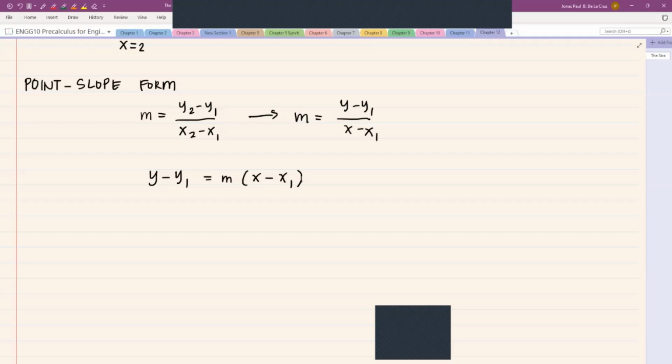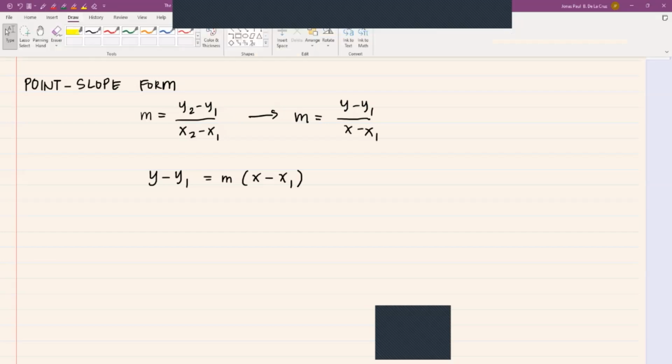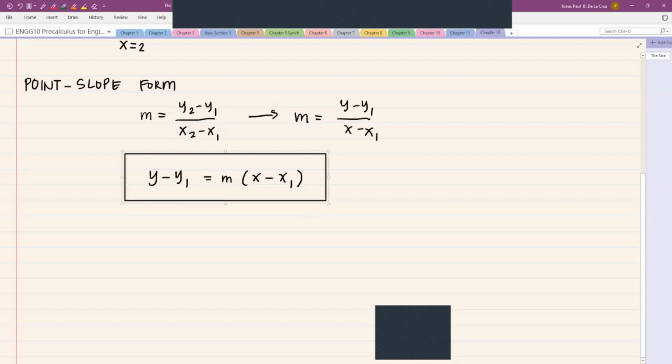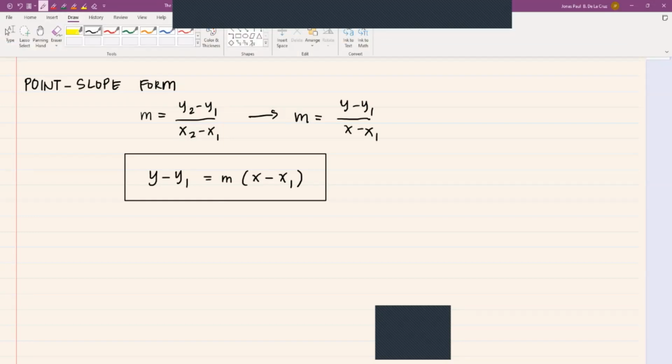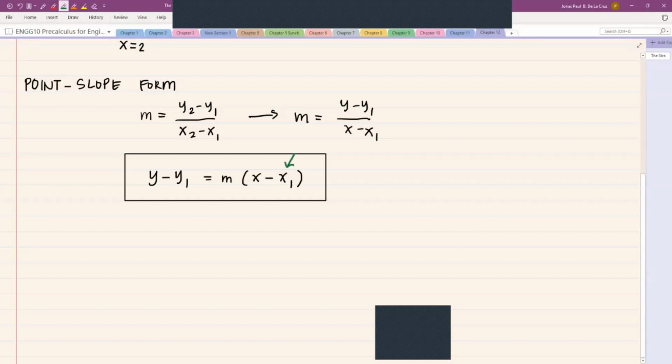Ito yung ginagamit natin na formula kapag given tayo ng point saka slope. Ano yung point dito? The point, kapag given tayo ng point, is actually the x1. Itong x1 na ito, this is the x coordinate of the point. Itong y1, that is the y coordinate of the point. Tsaka ito yung m natin, the slope. So we just leave itong x na ito tsaka y na yan as it is, and we will come up with an equation. Di ba? That is the equation of the line, yung masasolve natin.